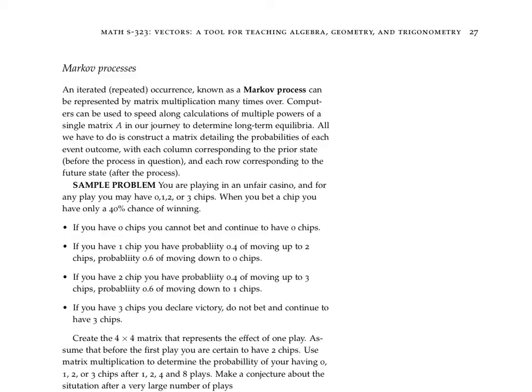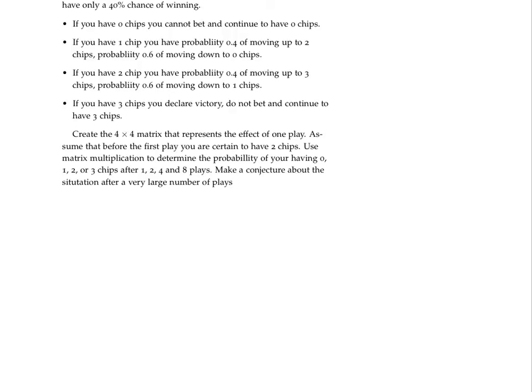Well, let's take a look. We want to construct an array of probabilities. This is going to be a 4x4 matrix because the 4 possible states are having 0, 1, 2, or 3 chips. So we draw the outline for our matrix. The columns correspond to your state before the round of play. So I'm going to say that this column is 0 chips, this column is 1 chip, this column is 2 chips, this column is 3 chips.